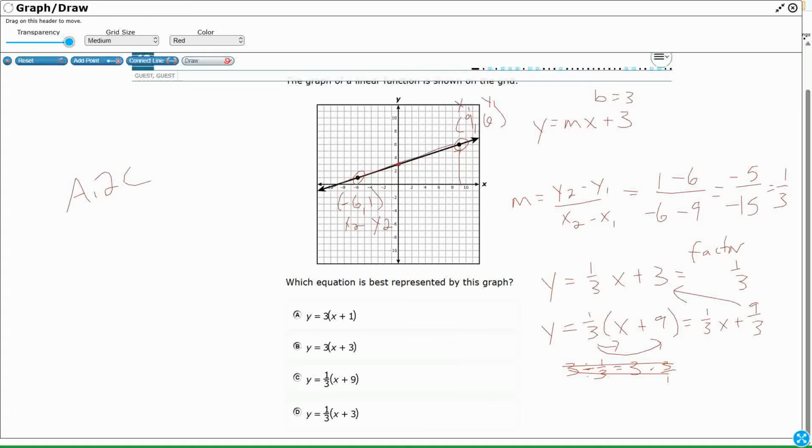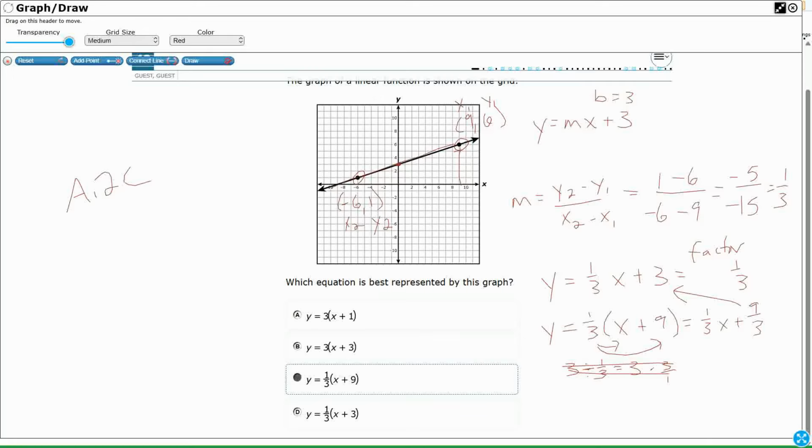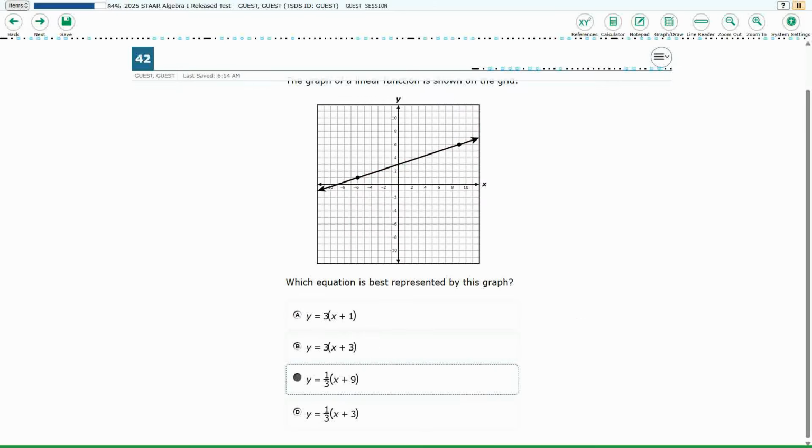So not sure why they wanted to do that, just to raise the difficulty a little bit, but our answer is going to be C, and it didn't challenge too many students. We had 67% of our students get this correct, and so that was definitely on the easier side. This was tied for 6th easiest item on the test, so not too difficult.